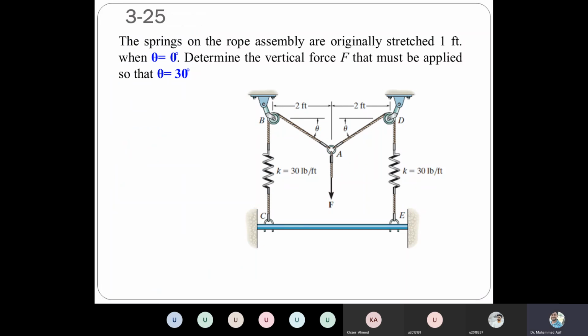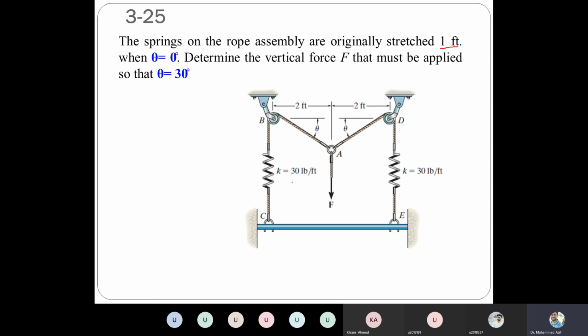Right. Let's try to solve another one. This is very similar to that, slightly different. Let's say the springs on the rope assembly are originally stretched 1 foot. So these springs are initially stretched 1 foot when theta is equal to 0.